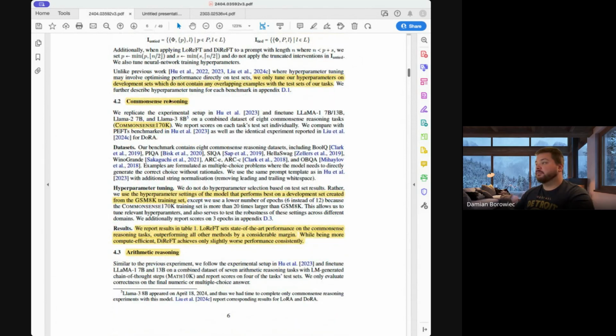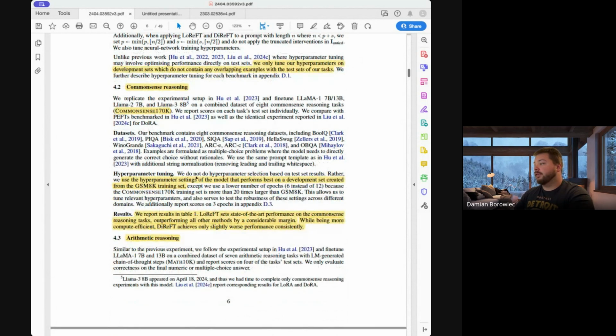So they kind of split the evaluation based on the types of tasks that they would fine-tune towards. So for common sense reasoning, I think they achieved state-of-the-art, whilst being a lot more compute efficient. And then DiReFT, which is the one without the orthogonality constraint, was only slightly worse in terms of performance than LoReFT.